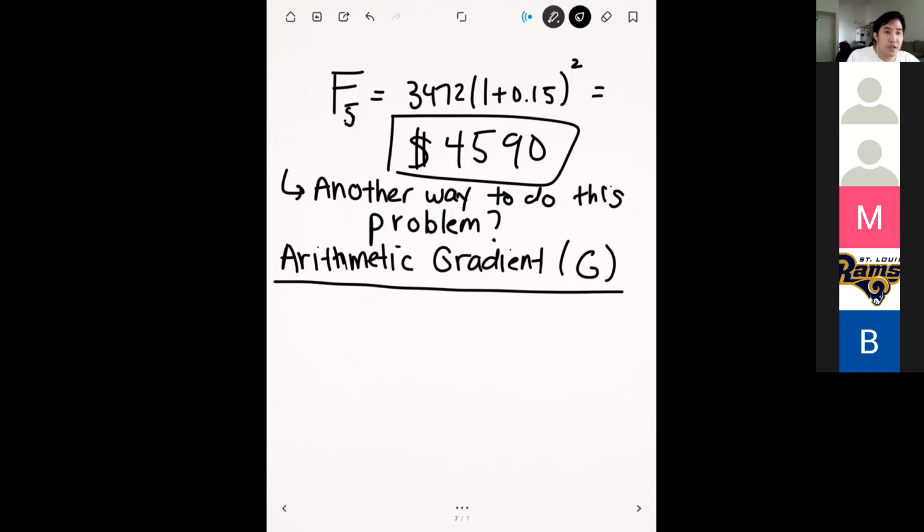The arithmetic gradient is a really fancy mathy sounding name, but it's actually not too hard to visualize. Arithmetic gradient is used to represent a series of payments or cash flows. It's similar to the uniform series in a way, but instead of staying the same over time, the arithmetic gradient increases over time. So the arithmetic gradient is used to represent a series of payments that increase over time.